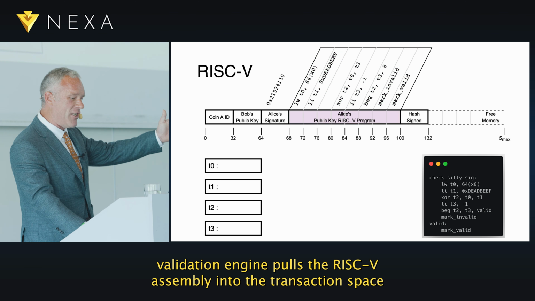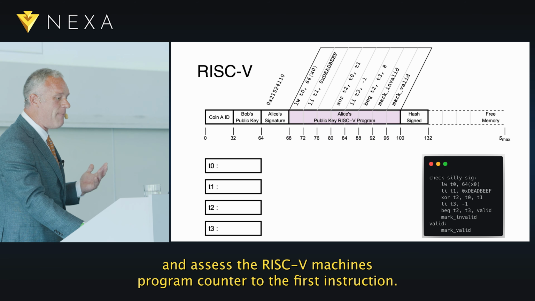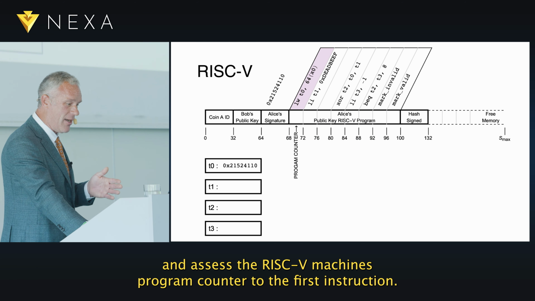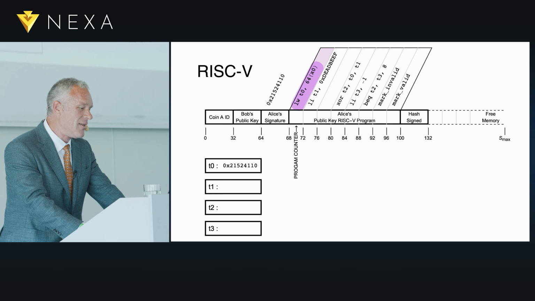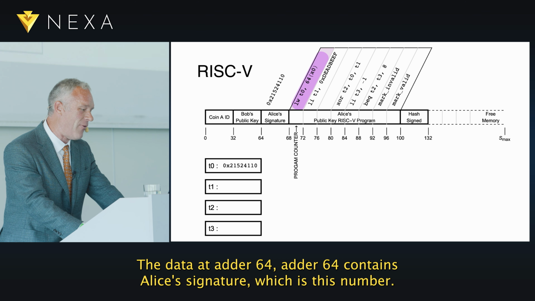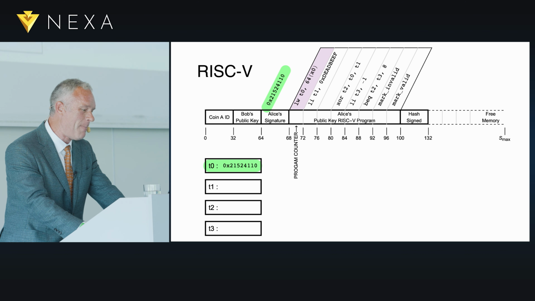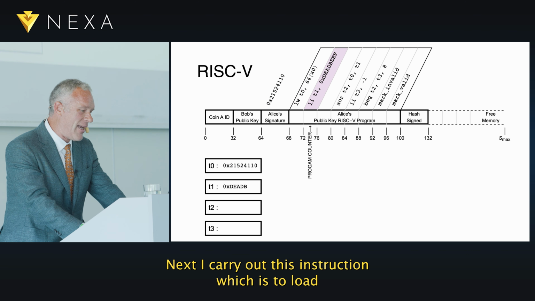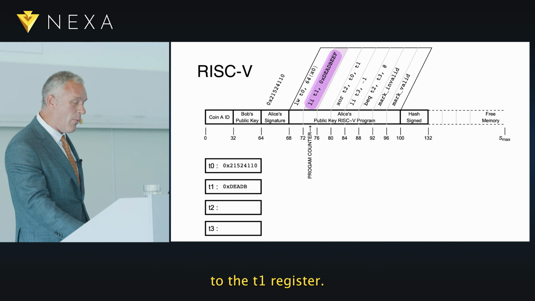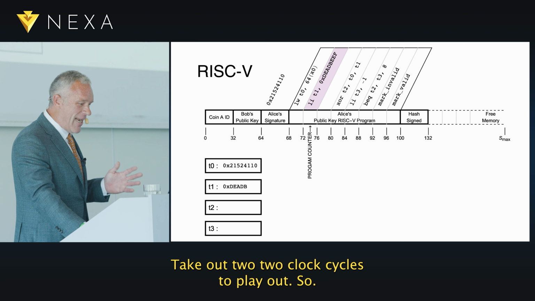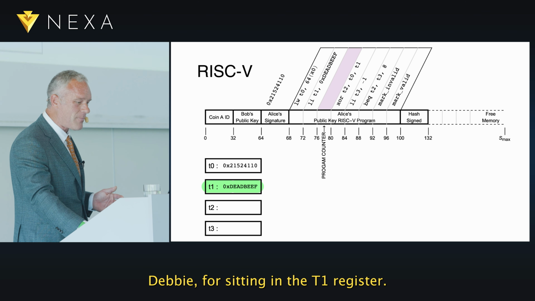So the validation engine pulls the RISC-V assembly into the transaction space, and it sets the RISC-V machine's program counter to the first instruction. And that's load word to the T0 register, the data at address 64. Address 64 contains Alice's signature, which is this number. So this number gets loaded into the T0 register. Next, I carry out this instruction, which is to load an immediate value, dead beef, this is the pub key, to the T1 register. Now load immediates take two clock cycles to play out, and now dead beef is sitting in the T1 register.